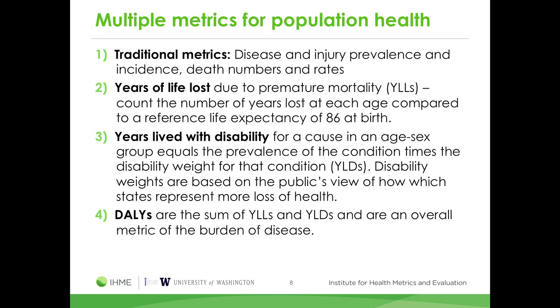For years lived with disability, also equally simple. It's the prevalence of all the conditions in the GBD multiplied by a severity score that's measured from the general public. So it's surveys of the general public, their view about severity, and years lived with disability is just prevalence times severity and summed across conditions. And then the apex measure in this system is DALYs, and that's simply the sum of years of life lost with years lived with disability.